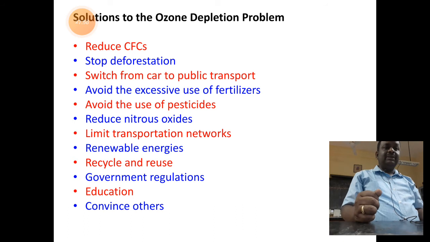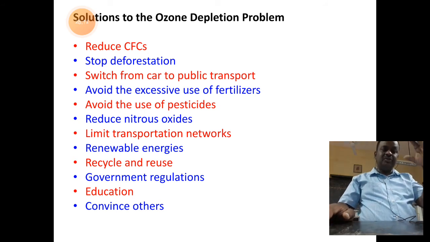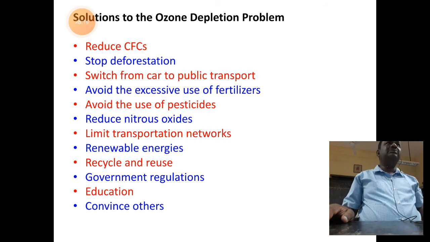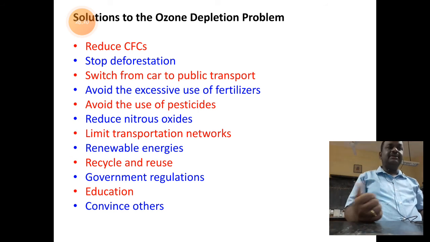Next is avoidance of excessive usage of fertilizers. This reduces not only the industries but also emission of nitrogen oxides to the atmosphere that will reduce the thinning of the ozone layer. Then, avoidance of use of pesticides, especially bromide based compounds, also reduces ozone layer depletion. Then, reduction in the usage of nitrous oxides reduces their manufacturing industries and helps in the restoration or reformation of the ozone layer.